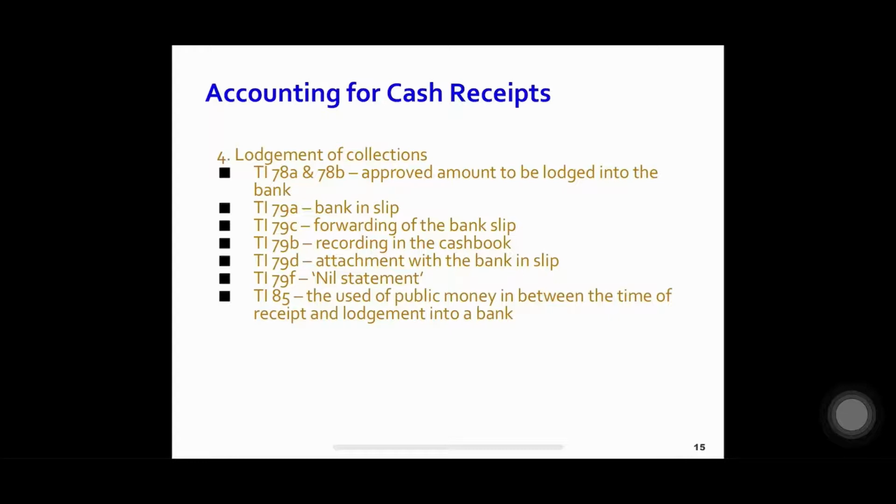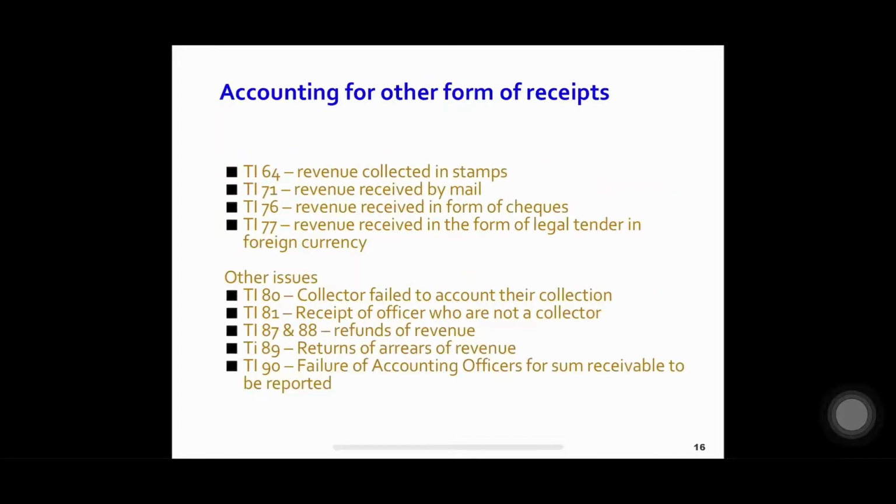We have covered accounting receipts and cash receipt in the previous slide. So here we go to accounting for other forms of receipts. It was discussed about the procedures to account for other than cash receipt, which is revenues by way of stamps, mail, checks, and legal tender. Under TI 64, we have revenue collected in stamps that should be affixed by the person paying.